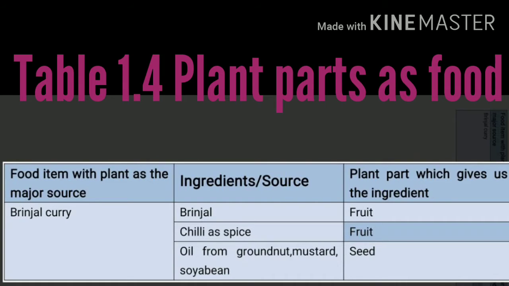Third ingredient we use to prepare brinjal curry is oil, which we are getting from groundnut, mustard, soya bean. So which plant part of this do we use for oil? It is the seed, the plant part which gives us the ingredient. In this way we have seen which ingredients we needed to prepare brinjal curry, and which plant part gives us each ingredient.